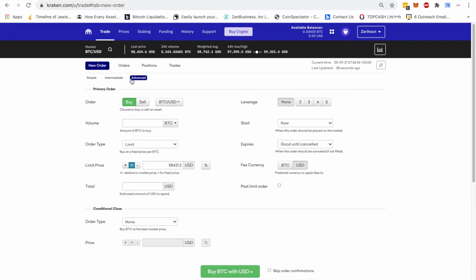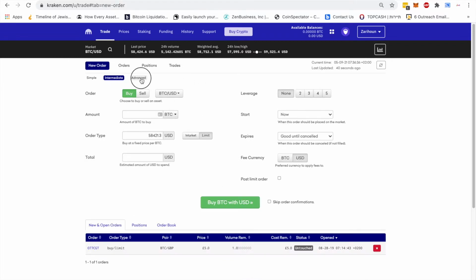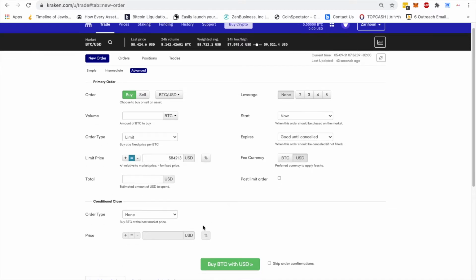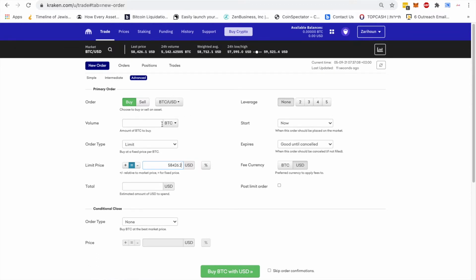Now the advanced, if I'm being honest, the only difference I can see is here, condition closed. That's the only difference. You can say I would like to buy Bitcoin at this specific price, and then you can also set a percentage of the market price. Meaning if you want to buy Bitcoin at 58,000, you can have a price variance. So let's say if it's between 57 and 59, you can buy. I think this is the only difference I noticed in the advanced.